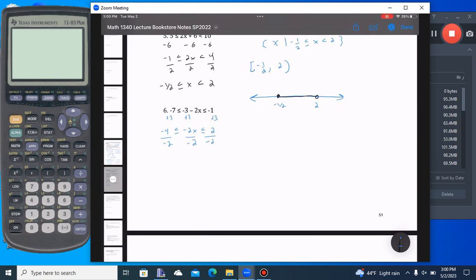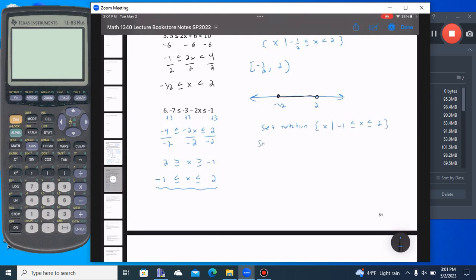All right, so this is going to be 2 is greater than or equal to x, which is greater than or equal to negative 1. That may be a weird way to write it, so we can flip it back and go negative 1 is less than or equal to x, which is less than or equal to 2, which makes more sense to write it this way. So the set notation is x such that negative 1 is less than or equal to x, which is less than or equal to 2.